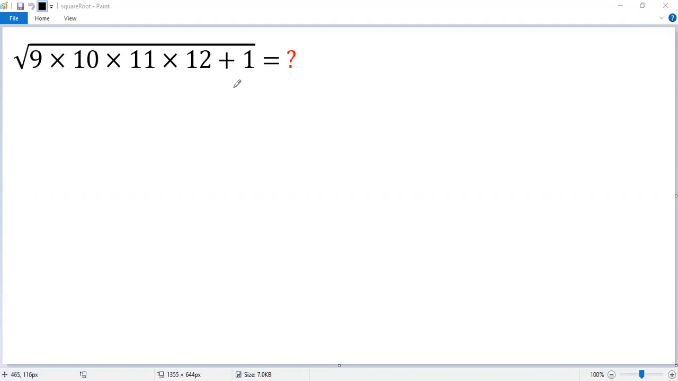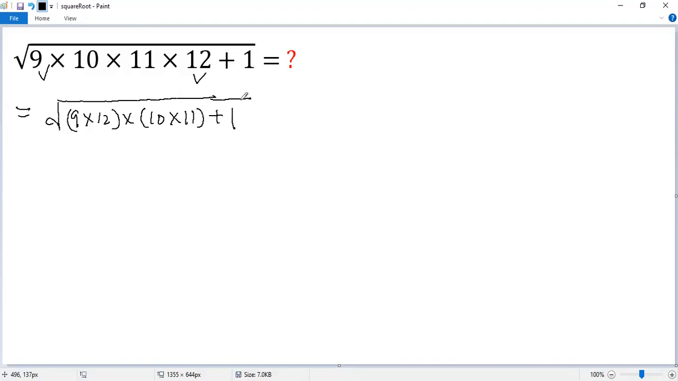Let's see how to calculate the square root. If we directly multiply the four numbers and add 1, we will get a big number, which is hard to find the square root of. Let's do it in a smart way. We pair 9 and 12, and then 10 and 11. So we get the square root of 9 times 12, and then times 10 times 11, plus 1.